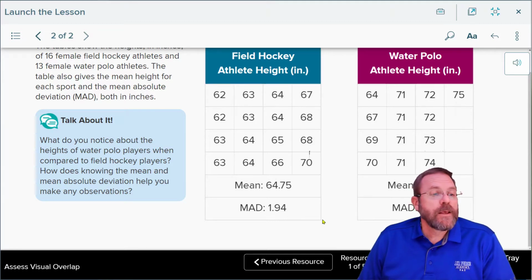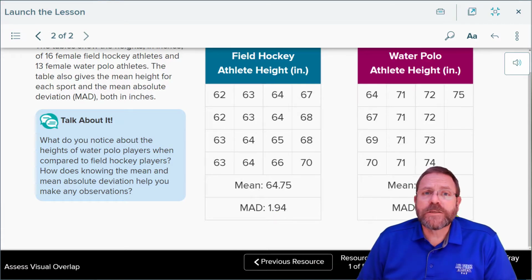That said, the field hockey players do have a little bit more consistency in their mean absolute deviation, but not much. 1.94 to 2.01. That is pretty dang close when you're comparing the two of them.